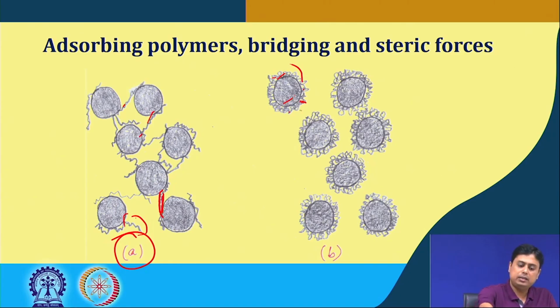And when this interparticle distance is lower, this cloud, or this layer, actually overlaps, and then there is a strong repulsion due to this steric hindrance.